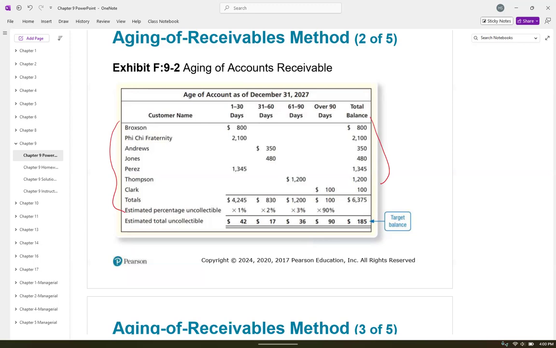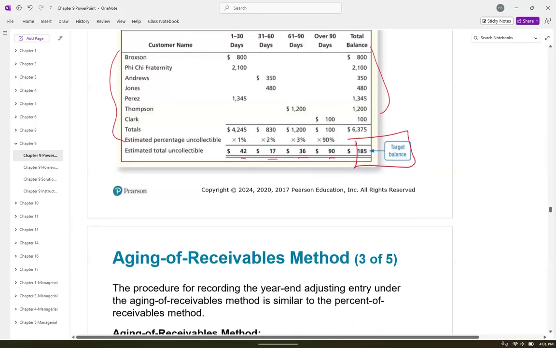So they have defined that if it's in this 1 to 30 day category, then only 1% is going to go bad. If it's in this next category, 2%, then 3%, and then boom. Anything that's over 90 days, there's a 90% chance it won't be collected. Okay. So this is actually probably what happens most often when it comes to receivables, because you can clearly see how the older it gets, the higher the uncollectability will be. We're going to take each one of those balances, multiply it times its percentage in each category. So we end up with 4 different numbers, and then we're going to total them all up. That is going to be your ending balance in the allowance for doubtful accounts.